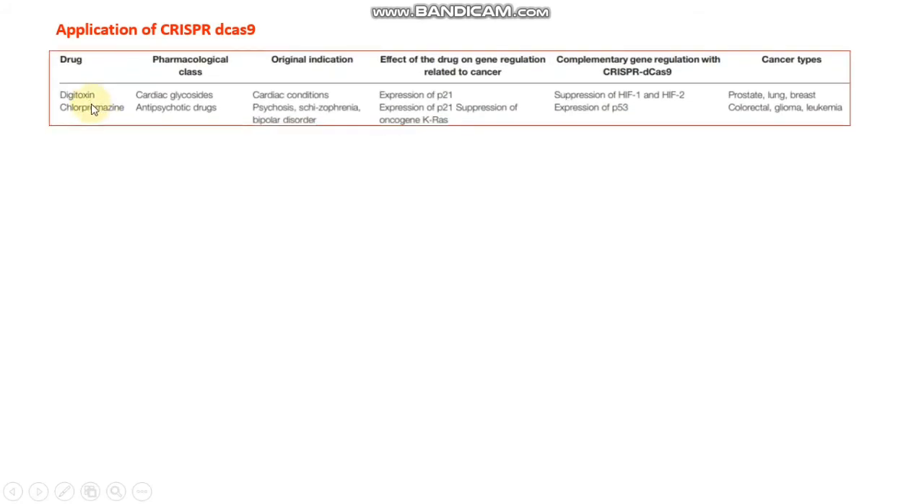We know that digoxin and chlorpromazine are already market drugs, used as a cardiac glycoside and an antipsychotic, but they have some very mild effect on cancer, like expression of P21 and other effects. But when used with complementary gene regulation with CRISPR-Cas9, it has been found that hypoxia-inducible factors 1 and 2 are suppressed, as well as P53 expressed. So these are used for different kinds of cancer.